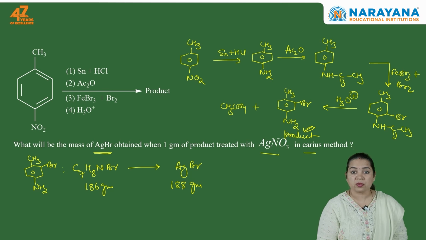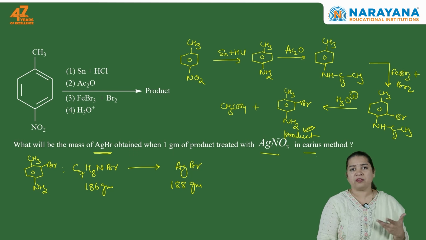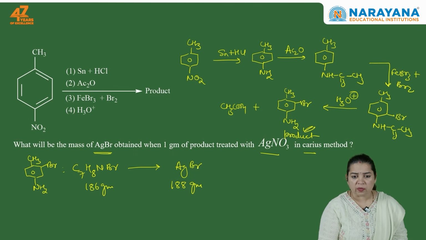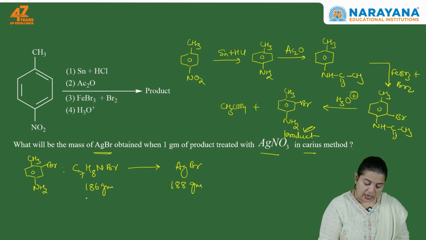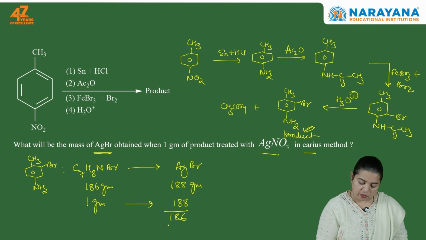188 grams, right? 108 plus 80, 188 grams. So it appears that from approximately 1 gram of this initial compound, I'll obtain 1 gram of AgBr. So the calculation seems to be relatively simple. And as they are asking, 1 gram of this compound will give you how much AgBr?